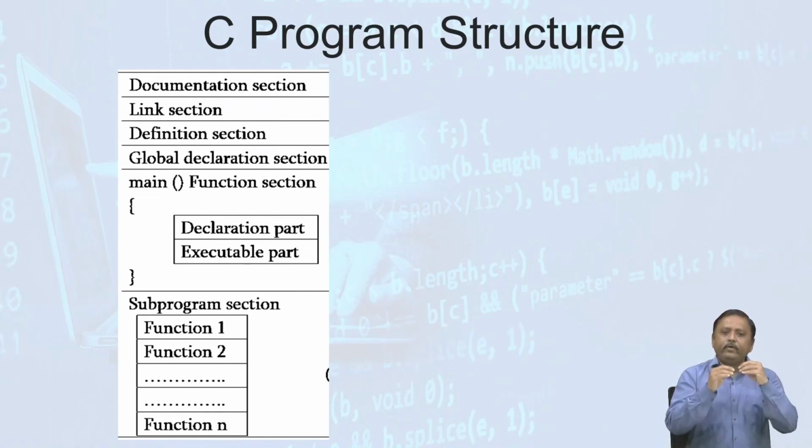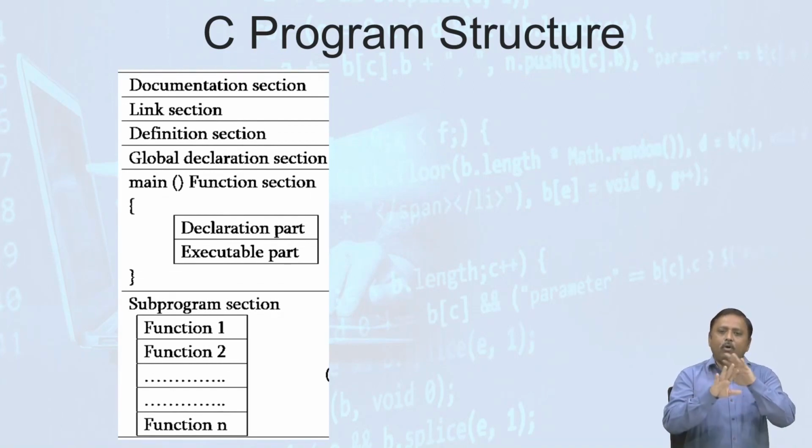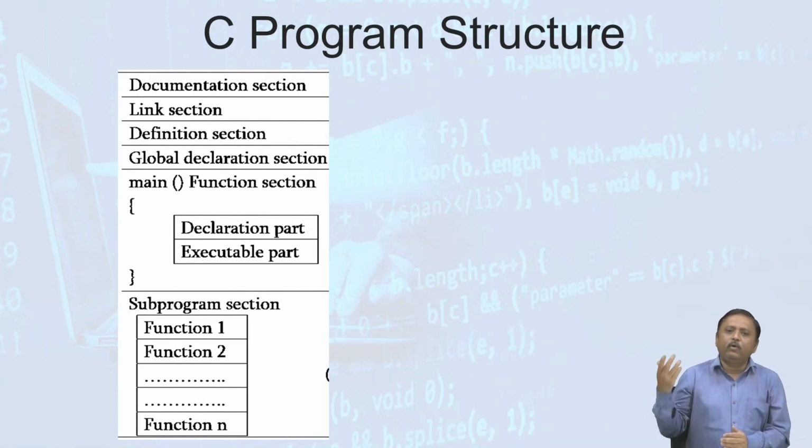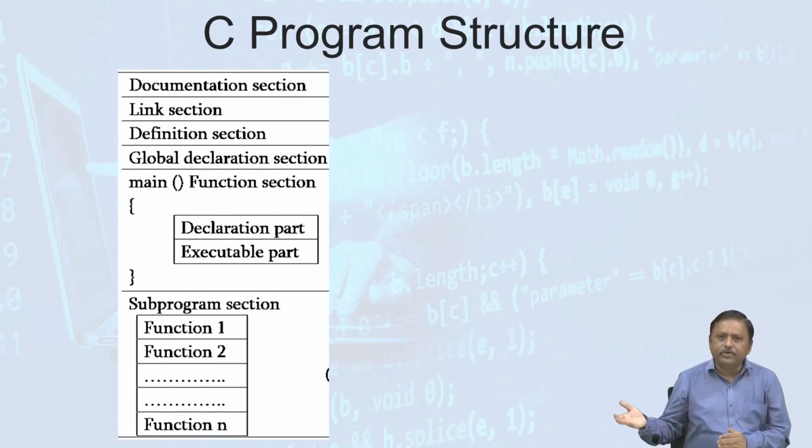The fourth section again is optional and it is known as the global declaration section. Whatever you define in global declaration section is available to all the functions in the program. That is why it is known as a global declaration section. In global declaration section, you can define variables and functions that can be used anywhere in the program.